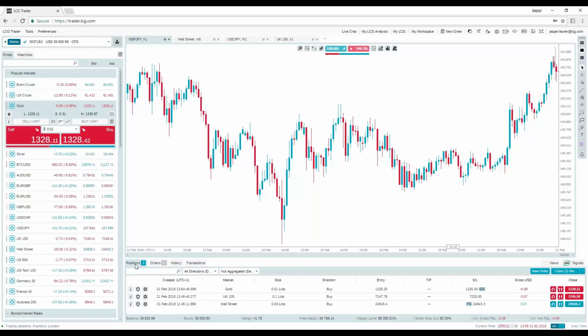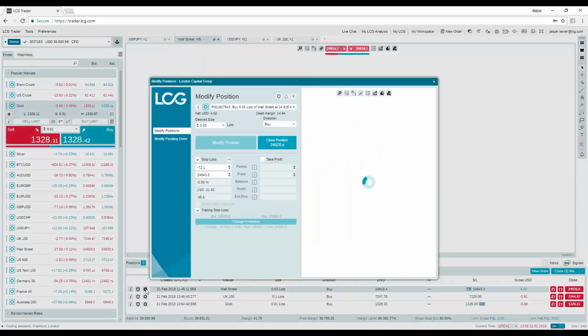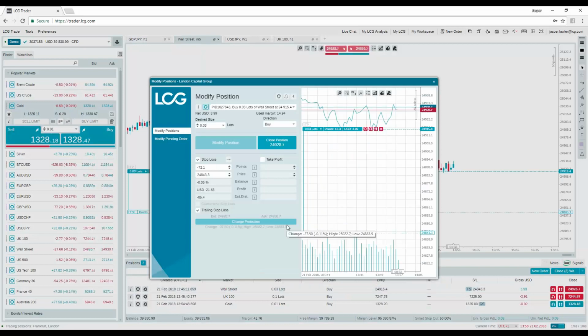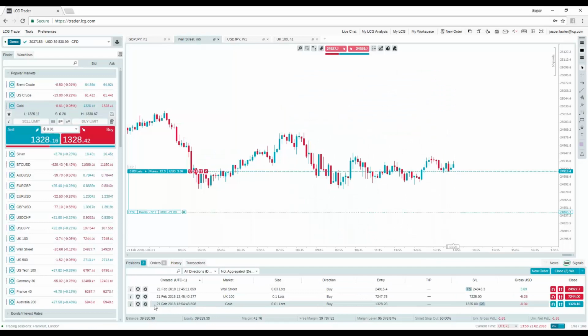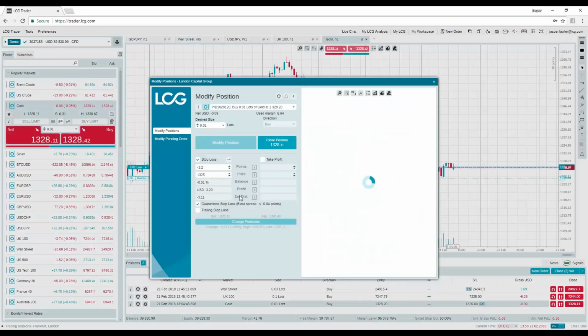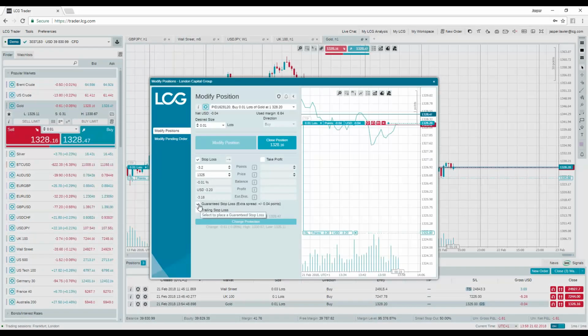Cool. So what else was I going to look at here? Oh yeah, so if you right-click modify, you can also click one of these icons on the side, modify position, and oh, this is actually my trailing stop, which I was going to do next. So say we didn't want it to be guaranteed anymore, we can turn the guaranteed stop off, but you don't get your money back, unfortunately.